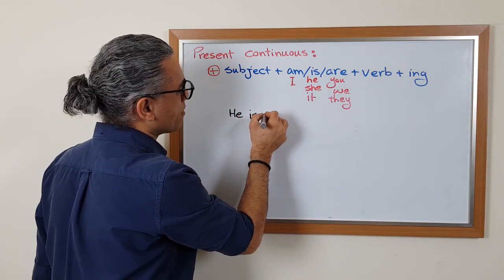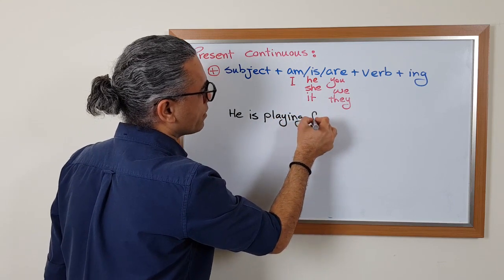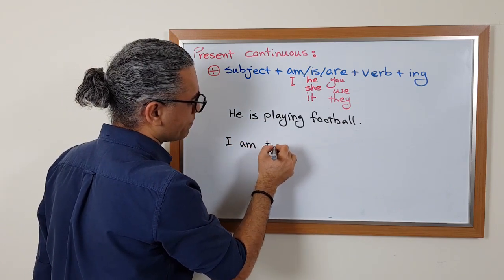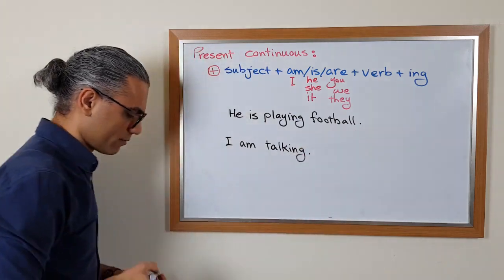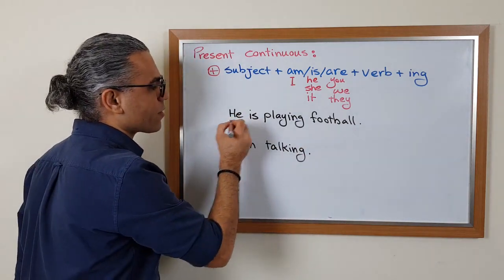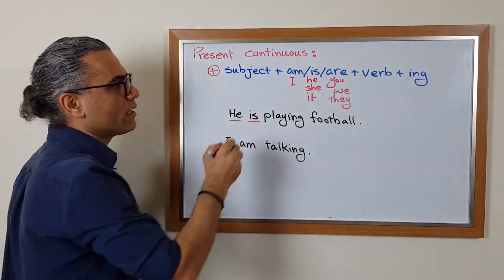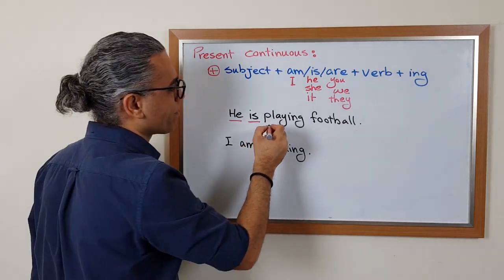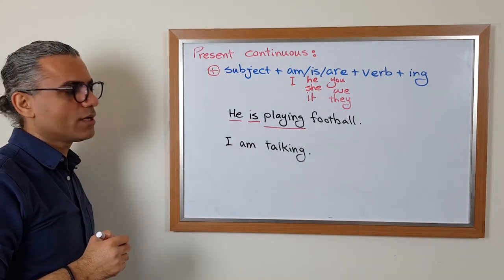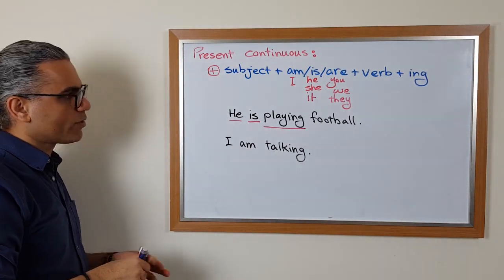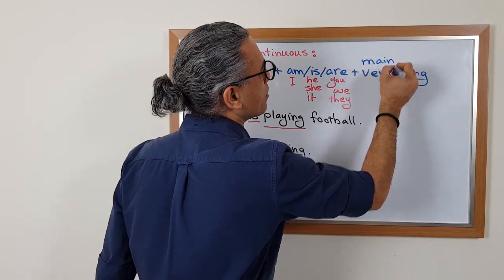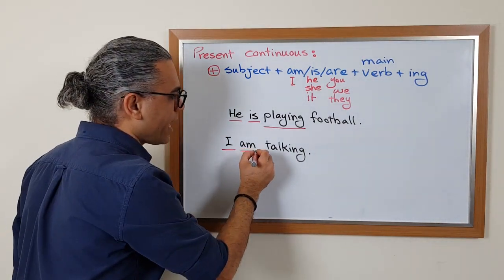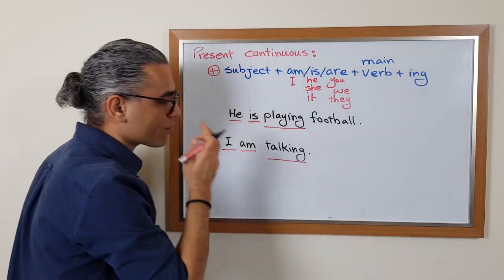He is playing football. I am talking. Subject is in here, am, is, are all your auxiliary verbs in present continuous tense. Playing is your main verb plus ing. Let me correct this one. This is main verb. Again, in this example, I is your subject, am is your auxiliary verb, and talking is your main verb in ing form.